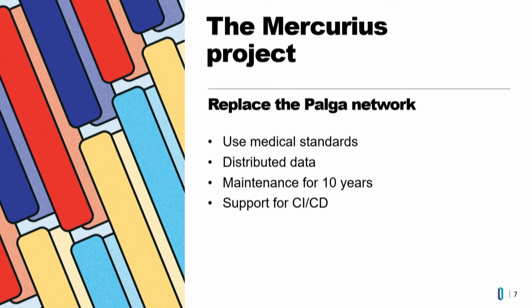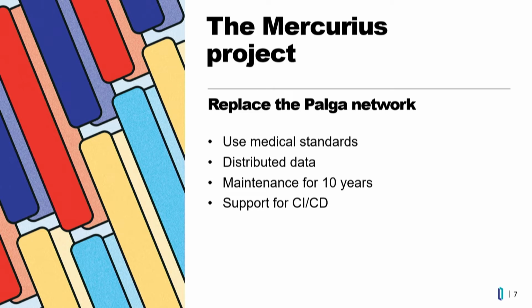The project itself is Mercurius, and the task of Mercurius is to replace the legacy network of Palga. The legacy network is working with centralized data, one database in the middle, but as the GDPR came along, legislation changed, and now it's not possible to do that anymore. So they need to distribute the data at each lab. Each lab will be responsible for its own data. On top of that, they want to use modern medical standards such as FHIR. And as they have to support the system for more than 10 years, they decided to go for CI/CD.